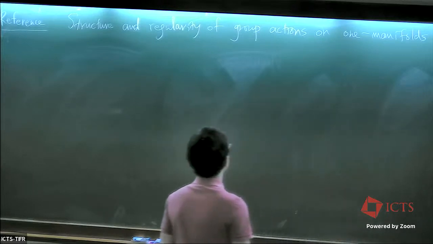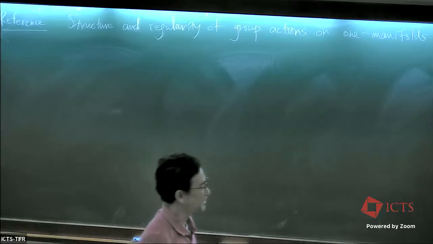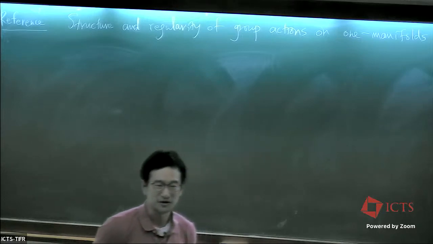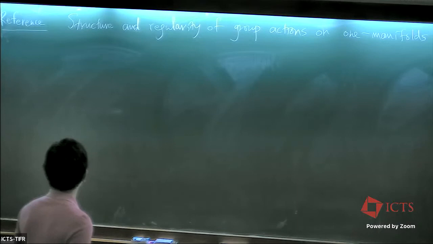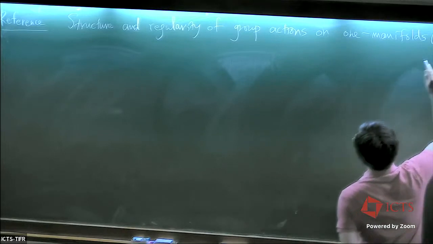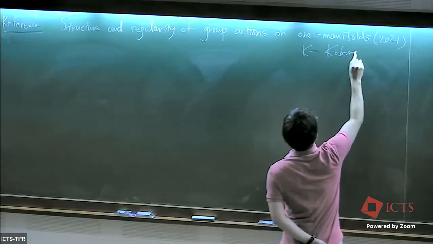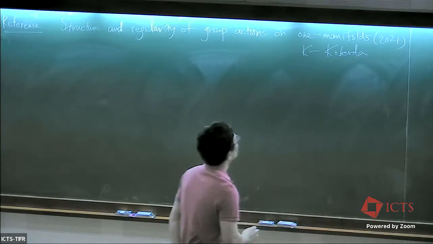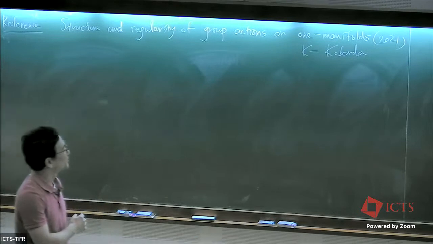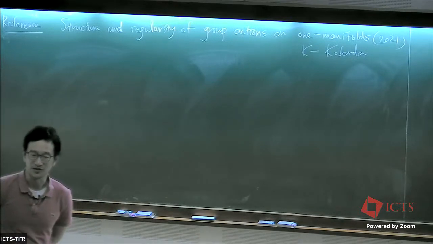Before we begin, I'd like to mention that at least more than two-thirds of the material that I'm talking about will be in this book, Structure and Regularity of Group Actions on Manifolds, 2021. It's written by me and my collaborator, Thomas Koberda. It's free to download on either the Springer website and also on the arXiv. So if you're interested in the details, you can check.